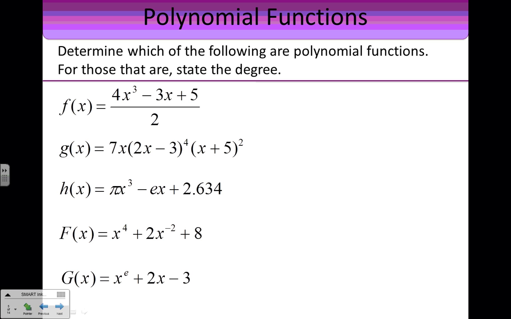All right, what I want you to do is to go ahead and pause the video and try to look at each one of these functions and determine, is it a polynomial or not? And if it is a polynomial, then tell me the degree. So pause the video and go ahead and figure that out for yourself. Pause or restart the video when everybody is ready.